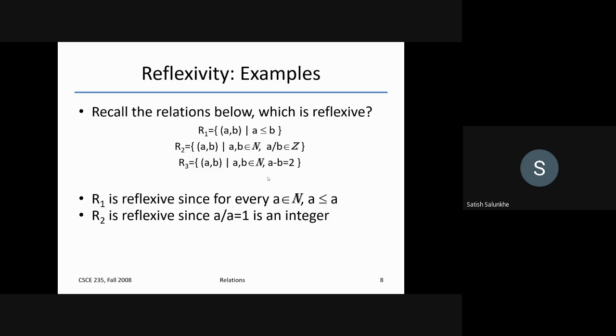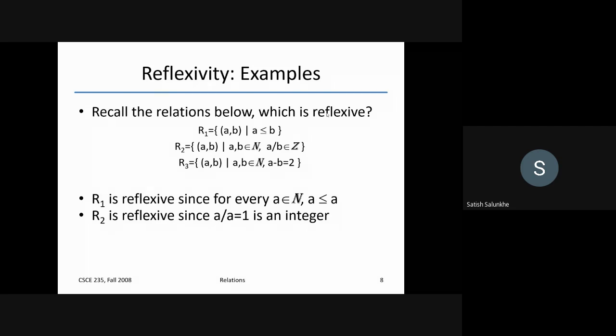Now coming back to R3, it is a set of all ordered pairs (a, b) such that a and b belong to the set of natural numbers and a minus b is equal to 2. So we need to check whether this relation is reflexive or not. Relation is reflexive or not means what? We should have at least one counter example which will prove the property is not holding.